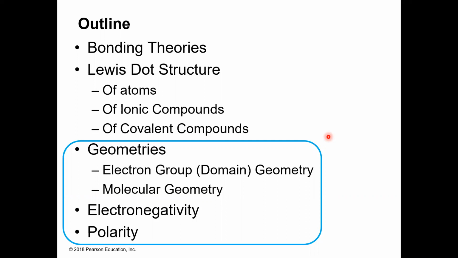In this lecture, we'll be looking at geometries, specifically electron group, or sometimes called electron domain geometries, and the molecular geometries. We'll also briefly be looking at electronegativities of our different atoms, and how the geometries and the electronegativities determine whether a molecule is polar or nonpolar.